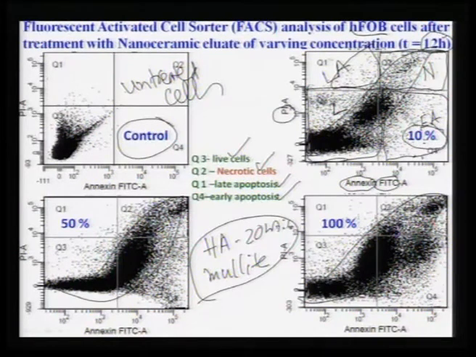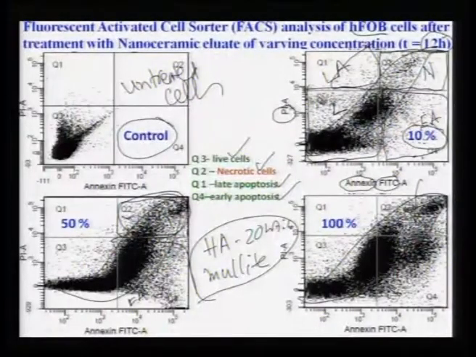When you put this treatment at 50%, you notice that more cells are now going to the early apoptosis phase. Similarly, if you see the concentration of the dots, the concentration in the necrotic stage is much lower after treatment with 10% compared to the necrotic phase after 50% treatment. With 100% eluate, you see more dots here, and more dots means more cells are in the necrotic stage.